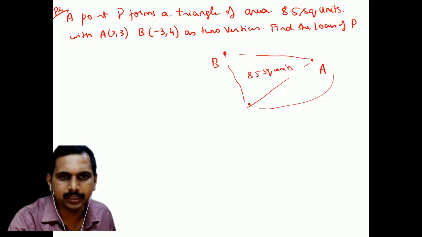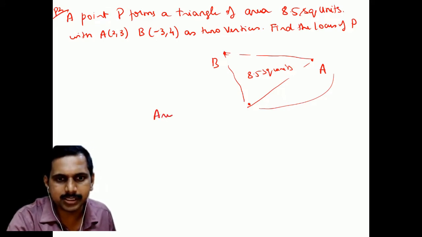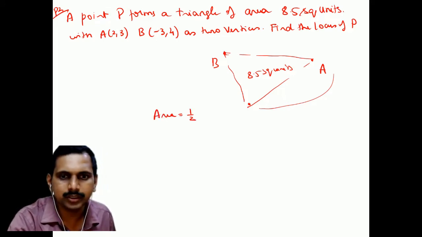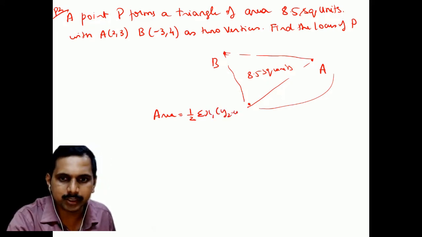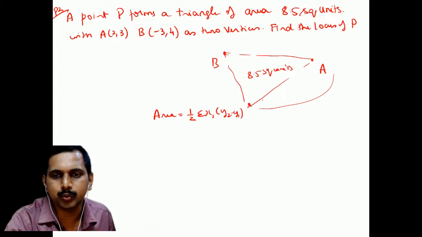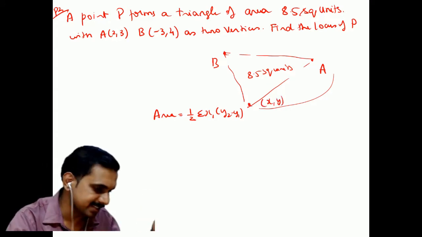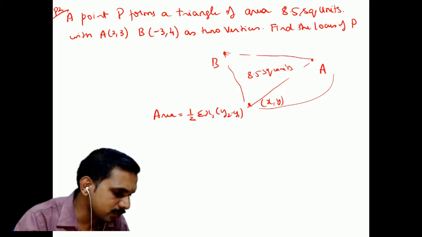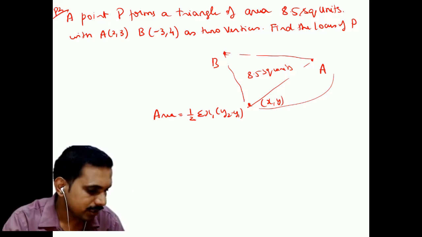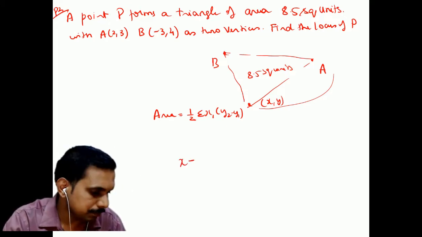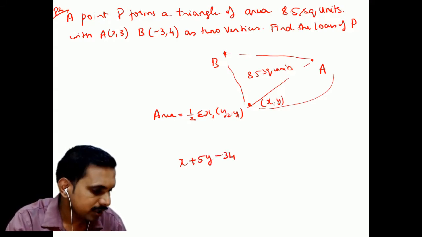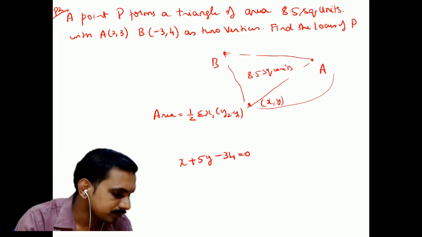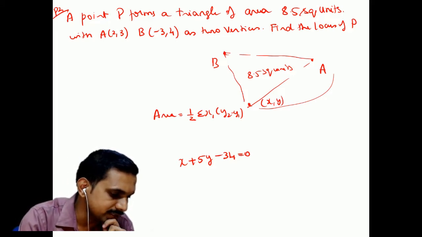What is the area of the triangle? Area of the triangle is equal to half into sigma x1 into (y2 minus y1). So this point P, you use it as (x, y) and plug it in this and get the answer. Simple and straight. So the answer they are getting is x plus 5y minus 34 is equal to 0. This is the equation they get.